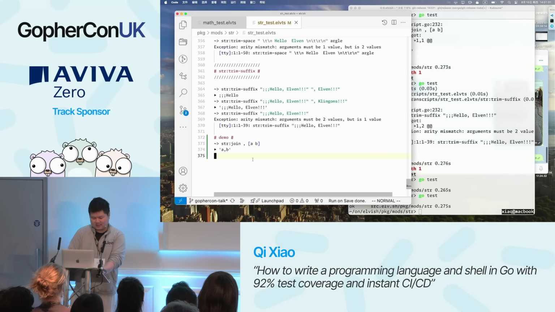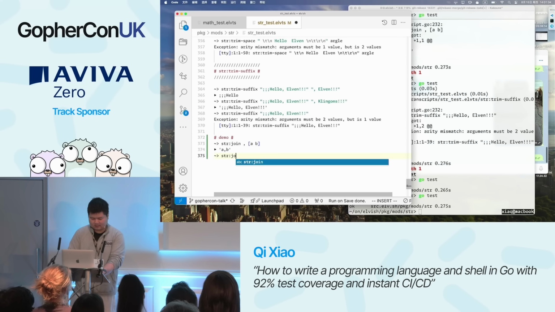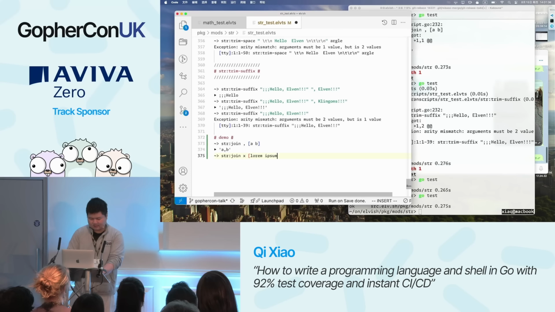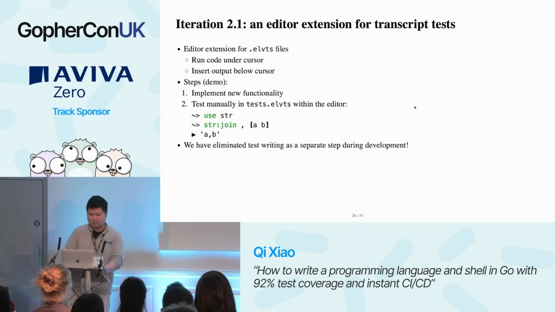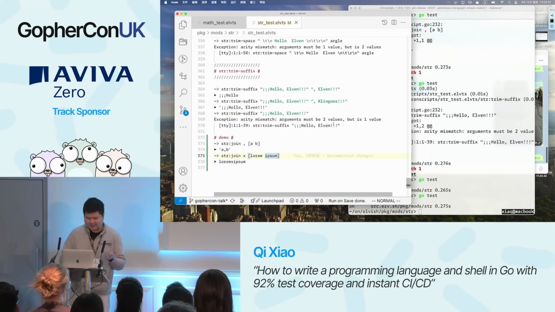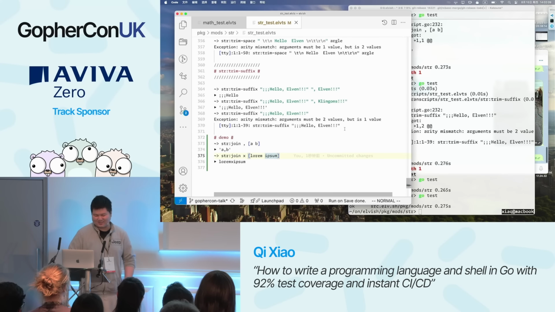So again, it's the same thing. Let me write something slightly different. I wrote a VS Code extension where if you just press Option, Enter, you get this. So we have eliminated step 3. We have pretty much eliminated test writing as a separate step during development. Instead, we write the code, we do some manual testing directly from within the editor, and that becomes your test. Well, you still have to save, like you press Command S, but instead of Command C, Command V.